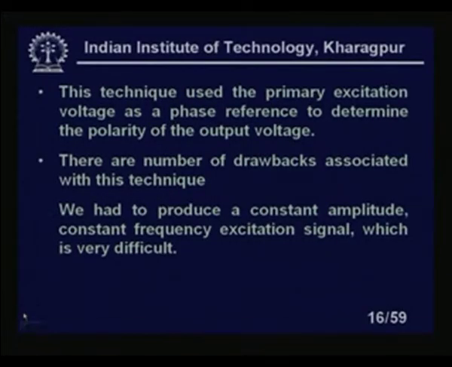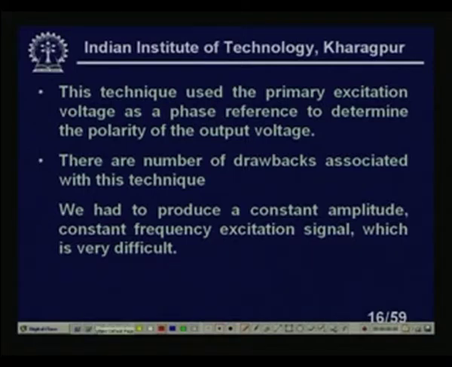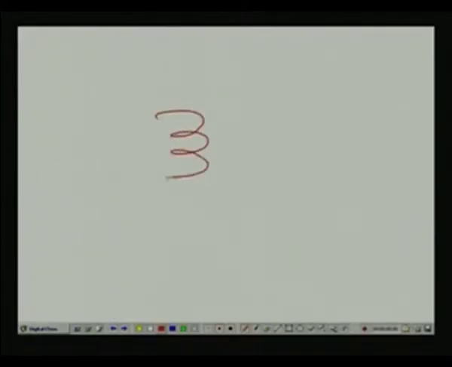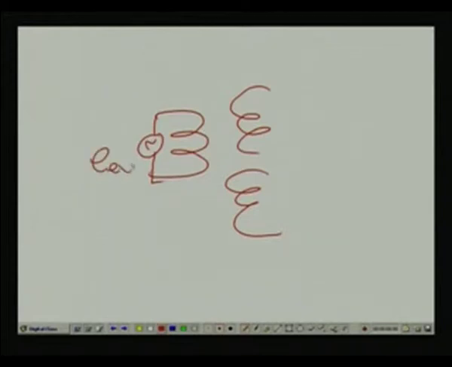If the amplitude of the input excitation voltage falls, what will happen? Suppose I have an LVDT. This excitation voltage amplitude should remain constant, and it should have a constant frequency also. Otherwise, if for some reason this amplitude falls, the output voltage also will fall. Suppose this is series opposition, that output voltage is undesirable, because only the output voltage amplitude will tell me the exact position of the core.